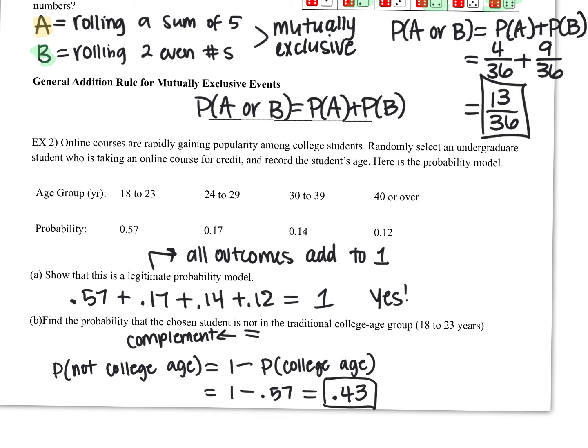Another way we could have done this is, okay, well, if I'm not in the 18 to 23 group, I'm in one of the others, so I could have also done 0.17 plus 0.14 plus 0.12. Both of them get you to the same value.